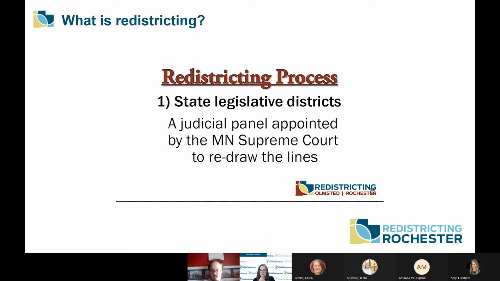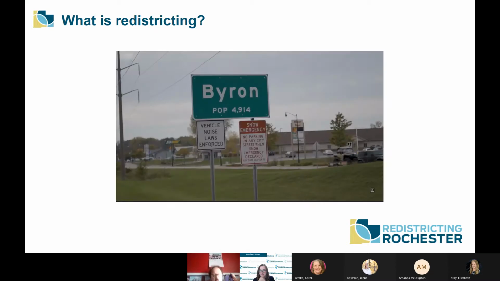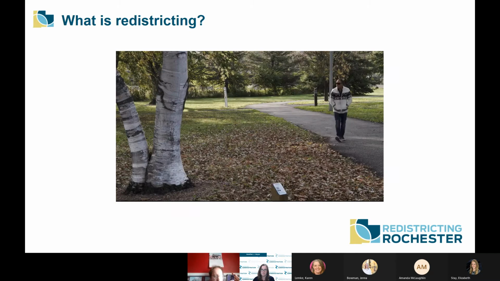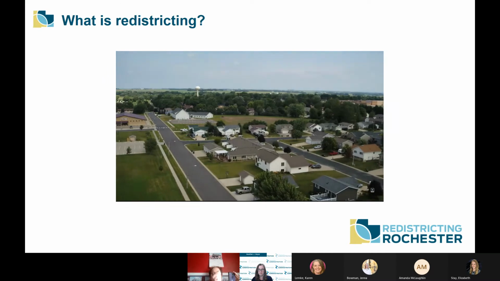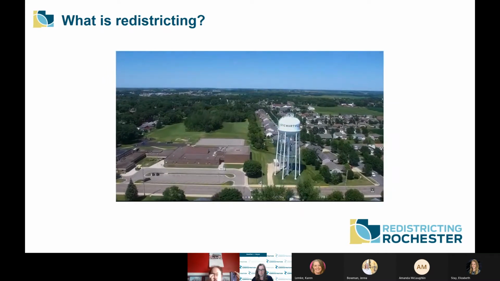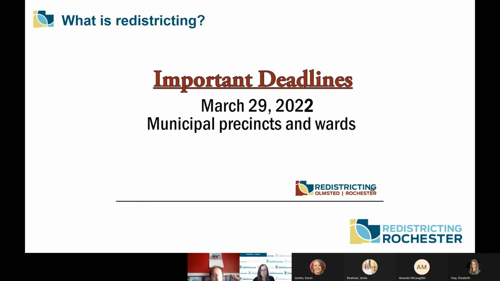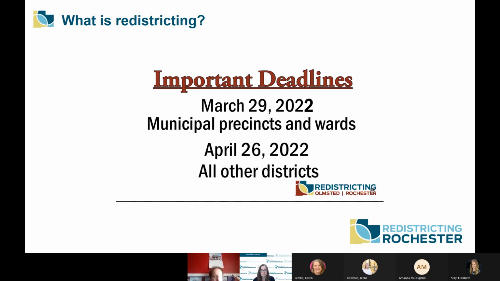Over the next few months, you may hear about different opportunities to participate in the local redistricting process that follow the state, such as listening sessions with groups that make up our unique landscape. The Minnesota Office of the Secretary of State provides guidelines to local jurisdictions, which include the required deadlines. Not all districts will need to be redrawn. There is specific criteria that outline when that's necessary. March 29, 2022 is the deadline for redistricting municipal precincts and wards where it's appropriate. And April 26, 2022 is the deadline for all other districts to be completed. That includes county commissioner districts, school board member districts, and soil and water conservation districts where appropriate.